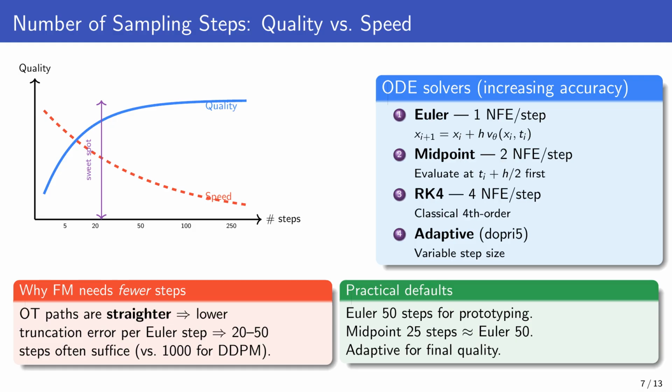On the right, you see the hierarchy of ODE solvers. Euler is the simplest, one network evaluation per step. Midpoint uses 2 evaluations per step but is significantly more accurate, so 25 midpoint steps give roughly the same quality as 50 Euler steps. RK4 uses 4 evaluations and is even more precise. Adaptive solvers, like Dopri5, automatically choose the step size based on error estimates. My practical recommendation: start with Euler at 50 steps for prototyping. Switch to midpoint at 25 steps for equivalent quality with fewer total network evaluations. Use adaptive solvers when you need the best possible quality for a final model.